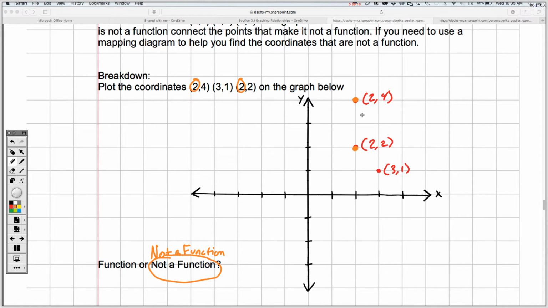So not a function. So now our instructions are to connect these points. Go ahead and draw a line through these points. As straight as you can. This is hard doing it on here. Let me face forward. What's that? Just the 2, right? Yeah, just through those 2.